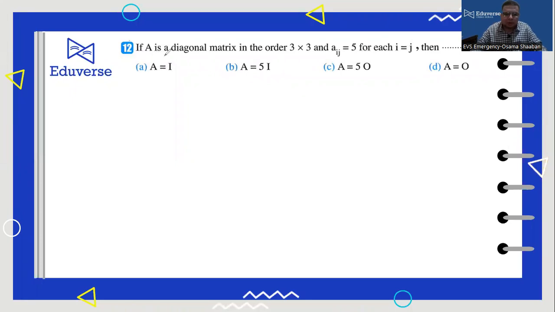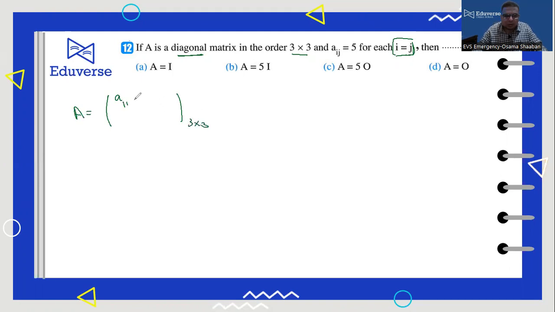Number 12. Here A is a diagonal matrix in the order 3 by 3, and Aij equals 5 for i equals j. Then what will we choose? You know, in a diagonal matrix, all elements equal 0 except the main diagonal, which is A11, in the order 3 by 3.